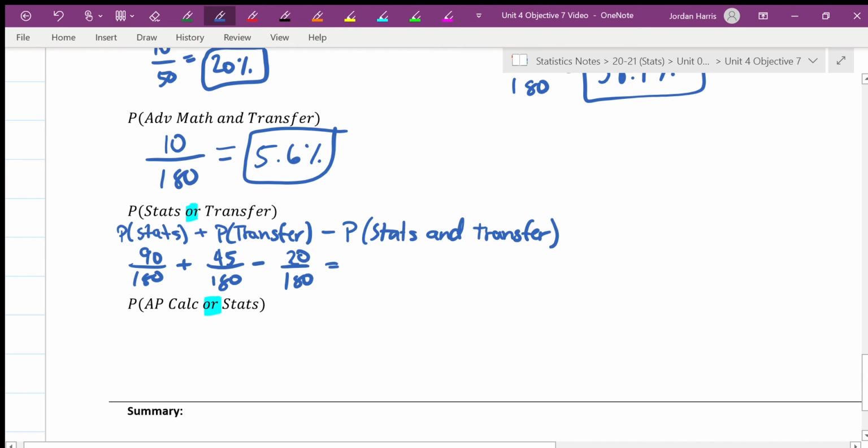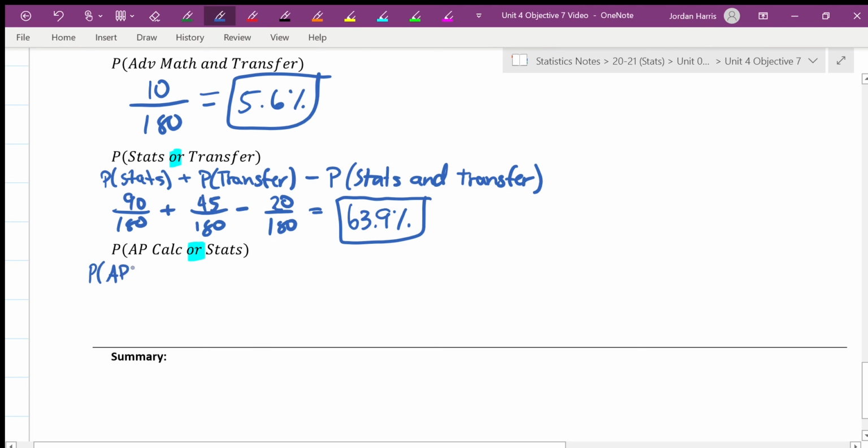Okay, so then we add and subtract. Just use your calculator, 90 divided by 180 plus 45 divided by 180 minus 20 divided by 180. And move the decimal twice to the right, 63.9%. Remember, the ors usually give you larger ones, the ands usually give you smaller ones. Okay.